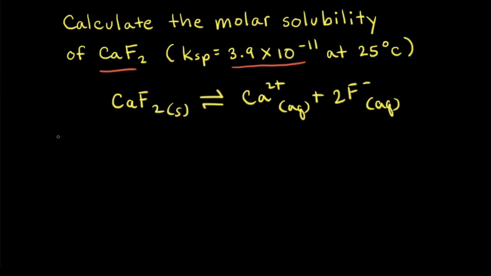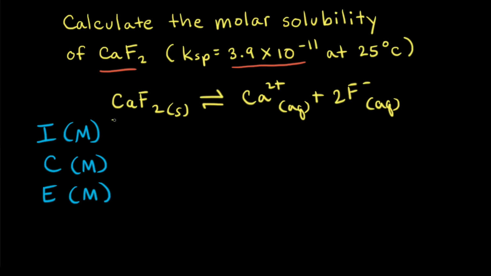The next step is to set up an ICE table, where I stands for initial concentration, C stands for the change in concentration, and E stands for equilibrium concentration. Before any of the solid calcium fluoride dissolves, the initial concentrations of calcium 2 plus ions and fluoride anions in solution is 0. So we can go ahead and put a 0 in here for the initial concentration of the ions in solution. Some of the calcium fluoride will dissolve, and we don't know how much, so I like to represent that by writing minus X on the ICE table, where X is the concentration of calcium fluoride that dissolves.